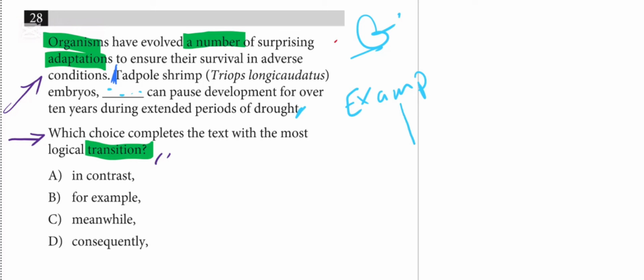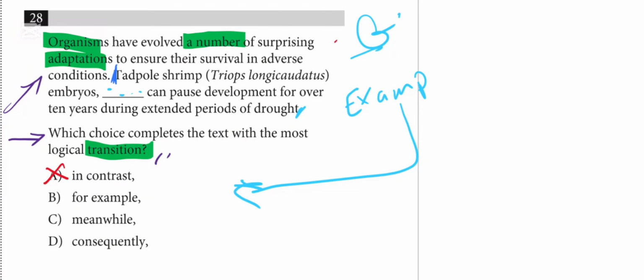So having this in mind, I'm gonna go to the answer choices so I can pick one of the transitions that can convey how to give an example. Letter A says in contrast. For sure this is not correct because in contrast illogically tells us that there is a contradiction between the two ideas presented in the two sentences, which is not the case in here. So in contrast is not correct.